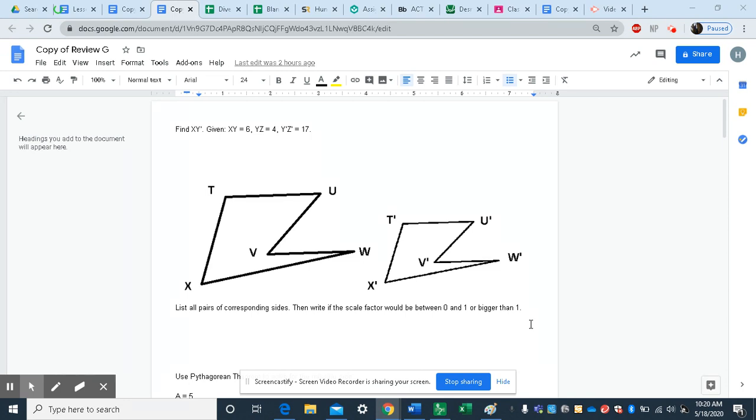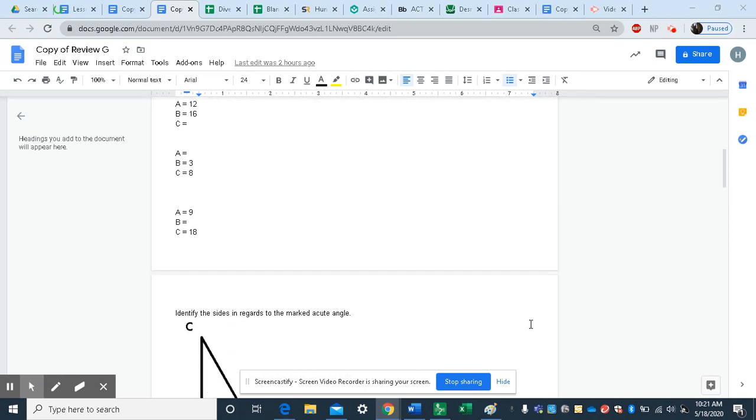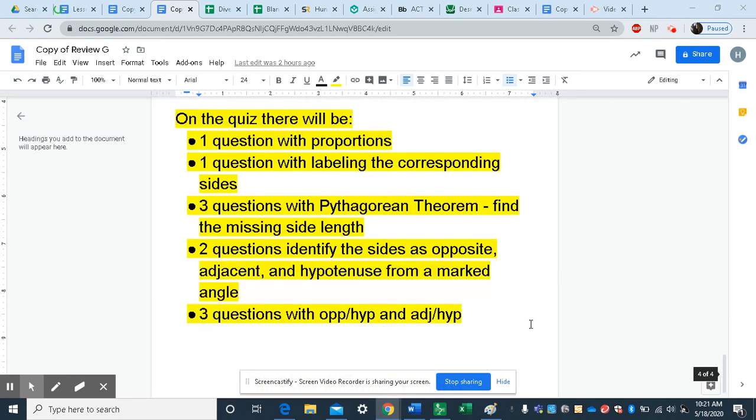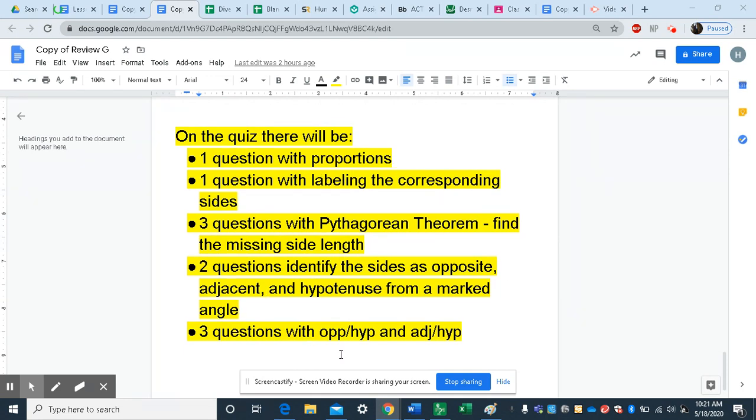So this assignment is a review assignment. It's going over the material that'll be on the quiz. The quiz will be due Monday at midnight. As you can see at the bottom, I made it really, really big and highlighted what exactly is going to be on it.